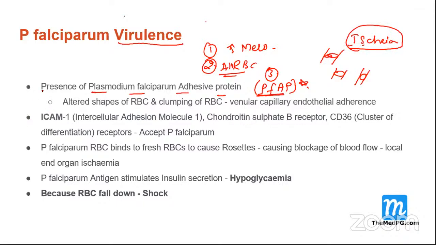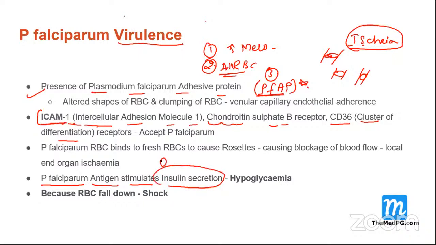Another important reason for its higher virulence is that in humans themselves there are ICAM-1, that is intercellular adhesion molecule 1, chondroitin sulfate B receptor, and CD36, that is cluster of differentiation 36. These receptors are present on the host or human cells, and they attract the Plasmodium falciparum. Wherever these receptors are, the falciparum will go and get attached, and it will continue its life cycle. And very important is that the Plasmodium falciparum antigens stimulate insulin secretion. This point is very, very, very important.